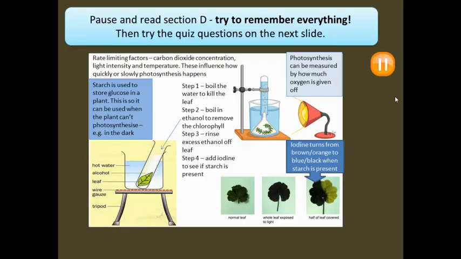And then section D, so again, pause this, have a read through. You all did really well on these in the Google quiz that I sent out. So let's try and get full marks on this, okay? So if you pause that now and have a look through.